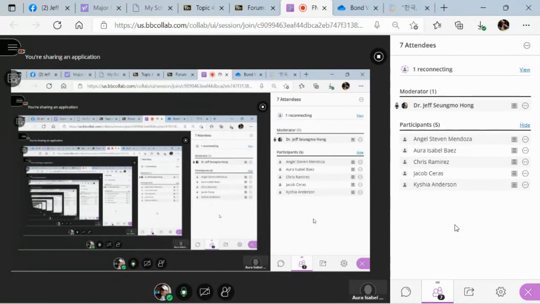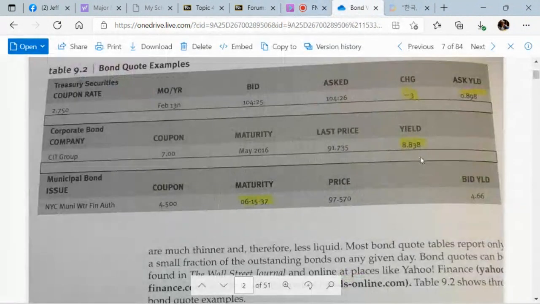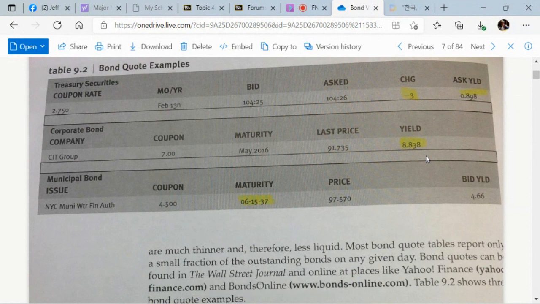So the point is, another name for return is yield. So now you understand why yield is different from coupon rate. Coupon is just the interest, just like rent, right? But yield also includes the capital gain or capital loss. That's the yield. And then, so we have yield.